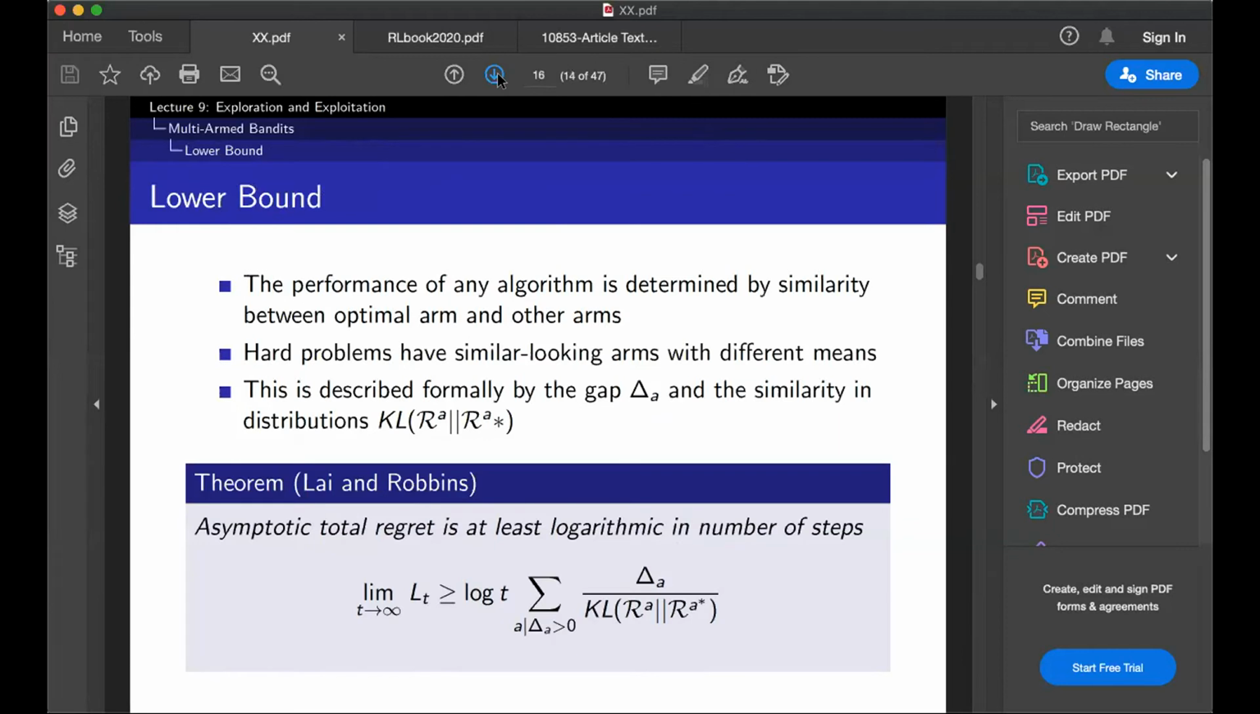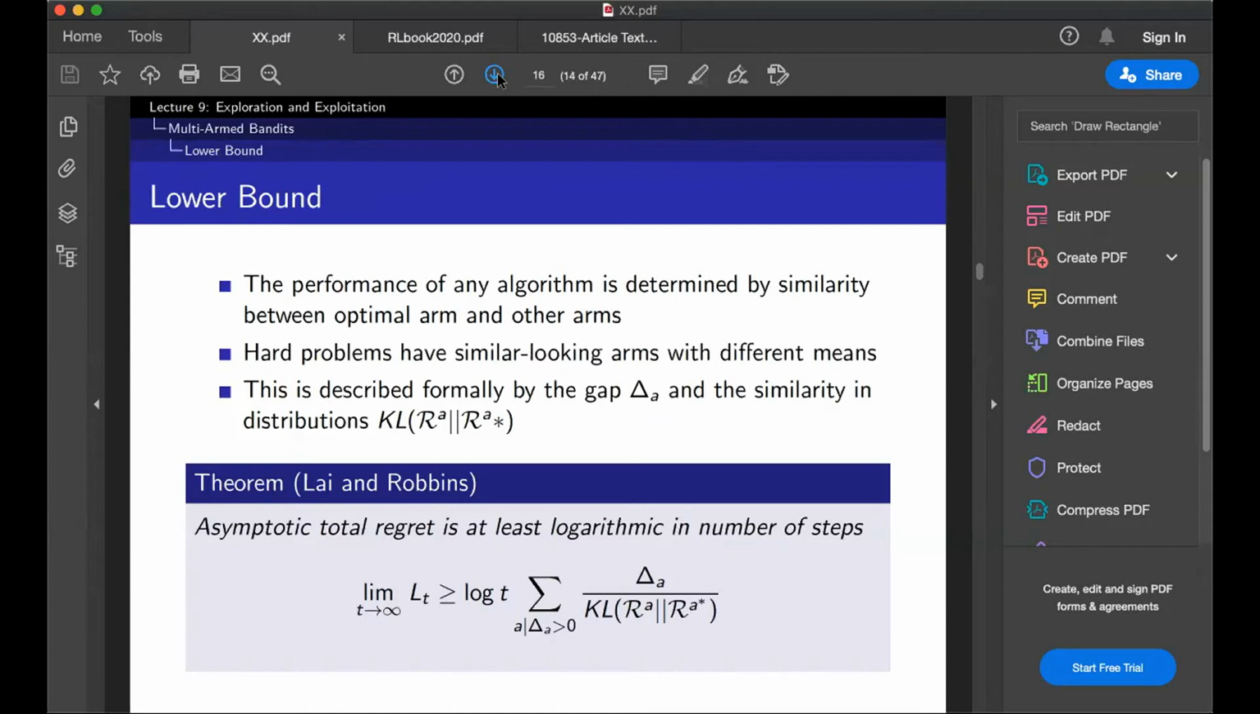Okay, so I think this is where things got really interesting for me. I think even the previous slide, where we were talking about how close the second action is to the first action, was personally really interesting. I really want to go and understand this Lai and Robbins theorem a little bit better.